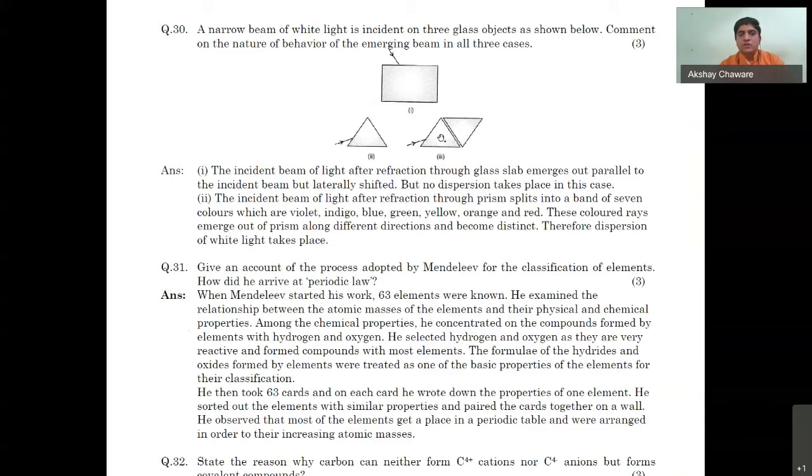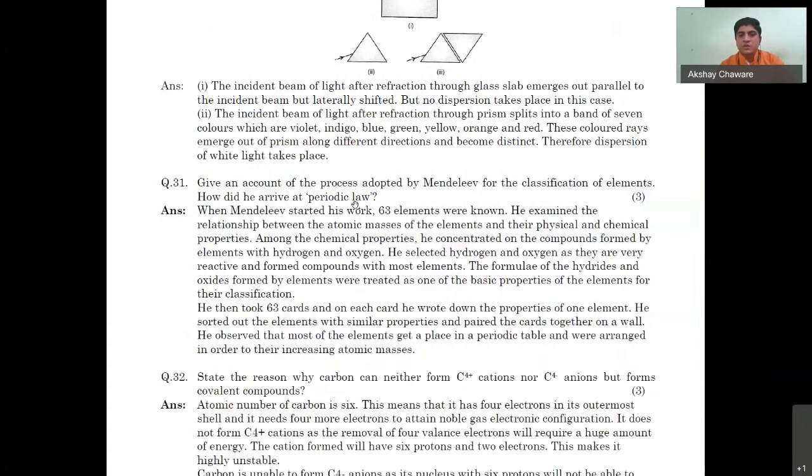Question number 31. Give an account of the process adopted by Mendeleev for the classification of elements. How did he arrive at the periodic law?